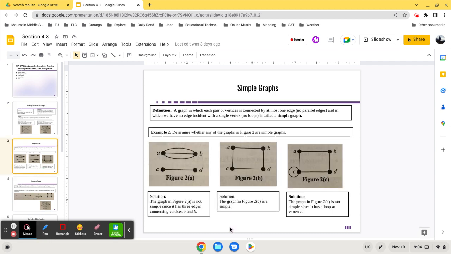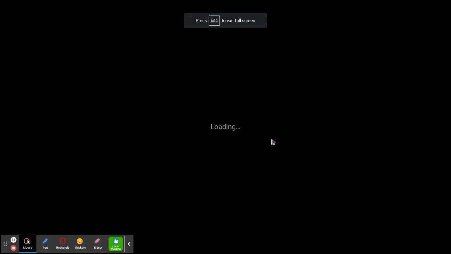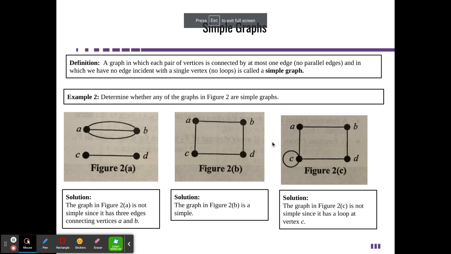Now what does that mean? What are we looking at here? How are we going to define this? The first one is a simple graph. A simple graph is one in which each pair of vertices is connected by at most 1 edge, no parallel edges, and in which we have no edge incident with a single vertex, so no loops. So we have basically 2 requirements.